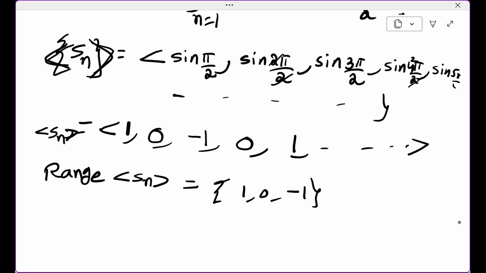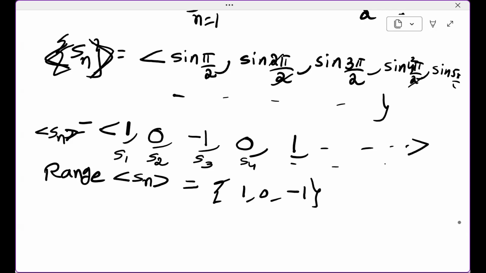So a sequence means it can contain many repeated values also, but the location is fixed. This is S1. Order is fixed. S2, S4, and so on. These are fixed positions. In a set, you know, order is not important. I can write this as minus 1, 0, 1. I can write 0, 1, minus 1. In a set, you can write in any order. It is the same as 0, minus 1, 1.